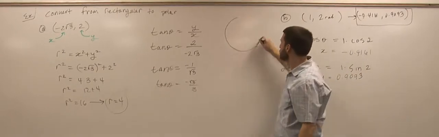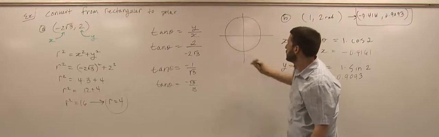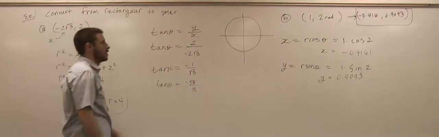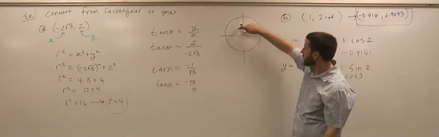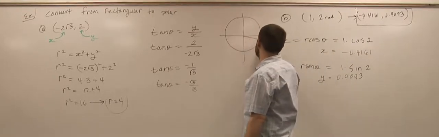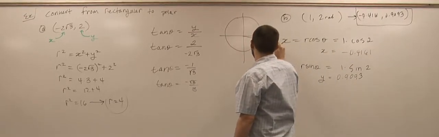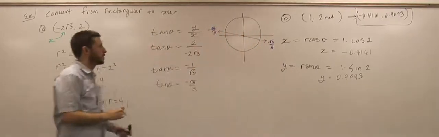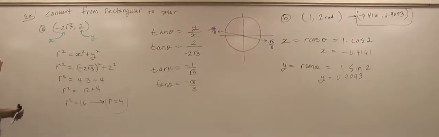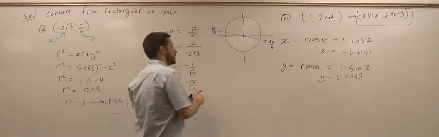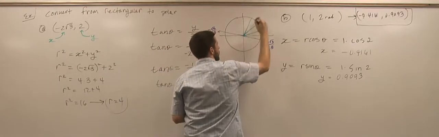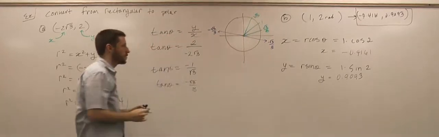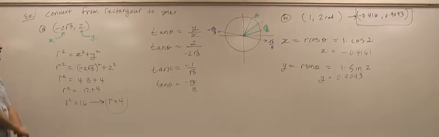Unfortunately, there's two places where tangent is negative root 3 over 3. Tangent is negative in the second and the fourth quadrants, right? So down here, it's going to be negative root 3 over 3. And up here, it's going to be negative root 3 over 3. If you remember the way tangent works, it increases as you go up the circle: root 3 over 3, then 1, then root 3. So the smaller reference angle is the root 3 over 3. But which quadrant am I going to pick?